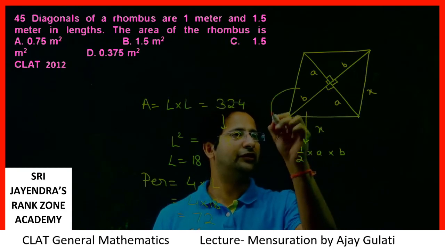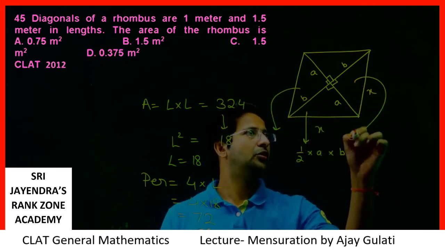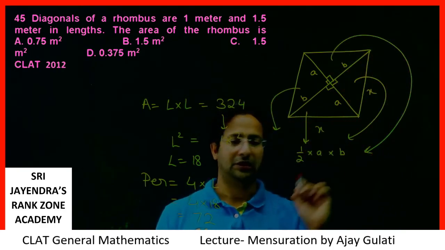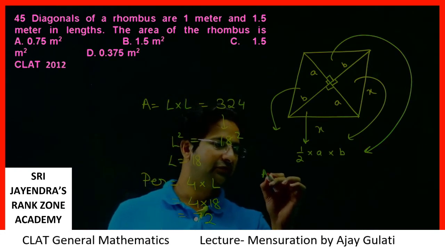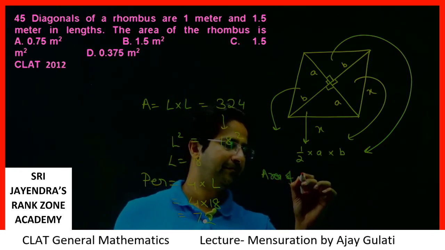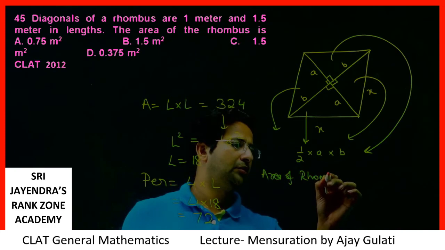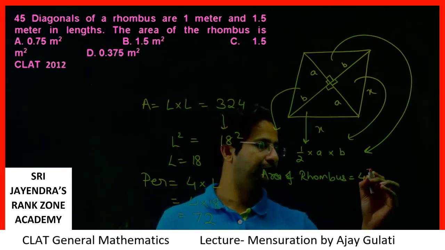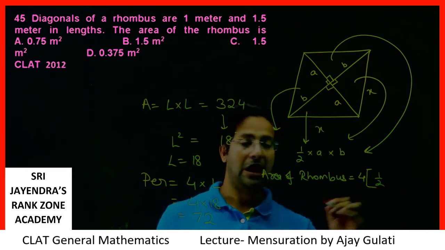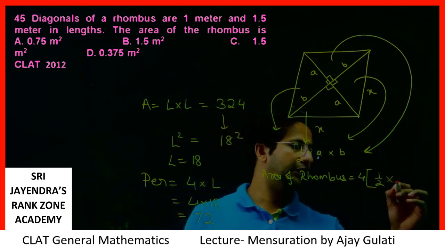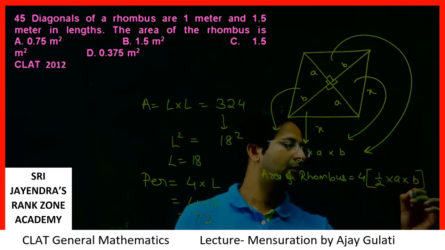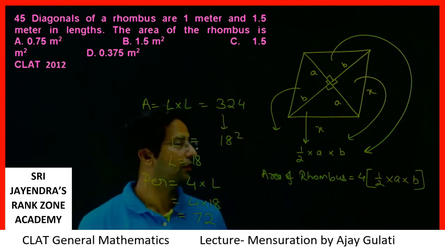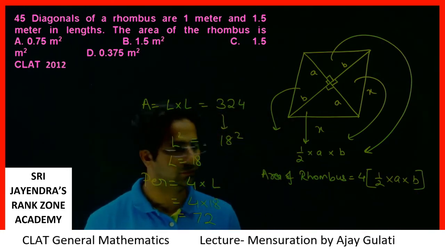So we have four such triangles whose area is half into AB. So area of rhombus is what? Area of rhombus is, I can say, 4 into half into A into B. This is the area of the rhombus. I hope it is clear to all of you. Yes.